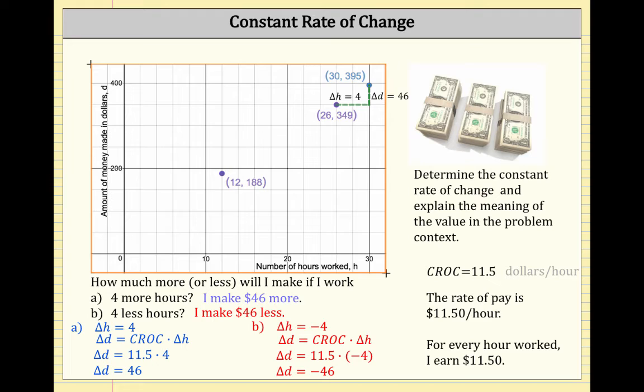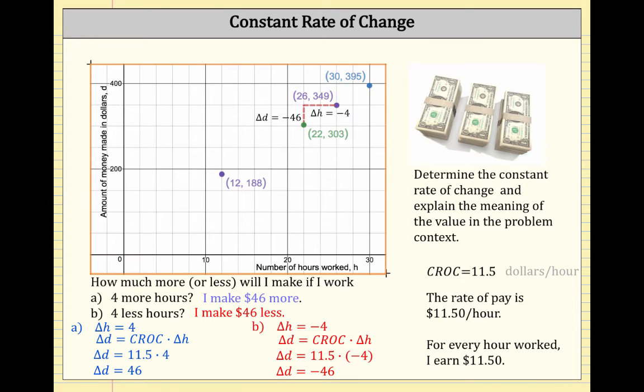Let's also look at B. We'll again start at 26,349 and see what would happen if we worked 4 less hours than 26 hours. Working 4 less hours means my change in hours worked is negative 4. And that means I made 46 less, so my change in dollars is negative 46. If I do a little bit of math, that would mean that I worked 22 hours, and if I subtract $46 from the $349 I made, I have now made $303. So the ordered pair that represents this relationship is 22, 303, which means that if I work 22 hours, I made $303.